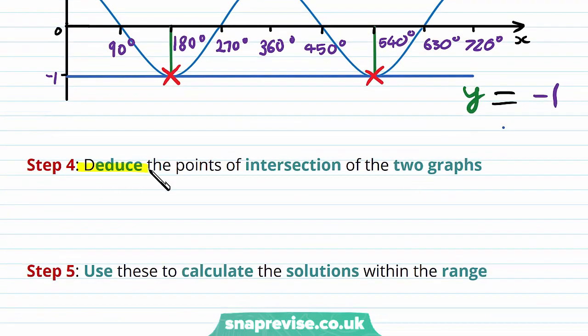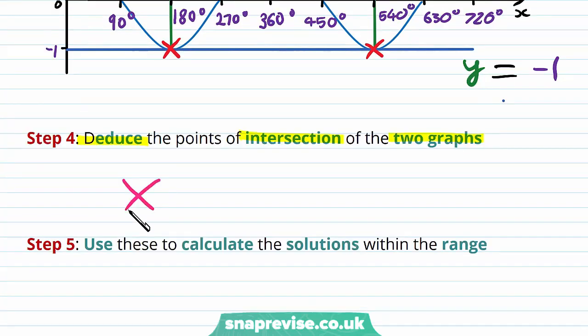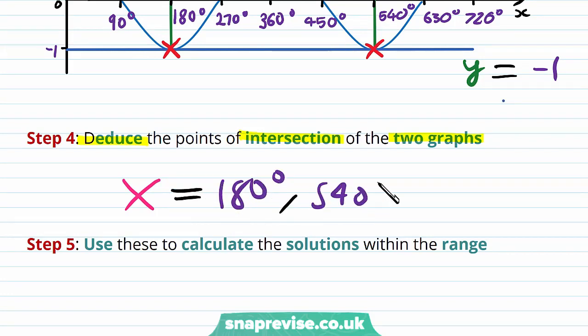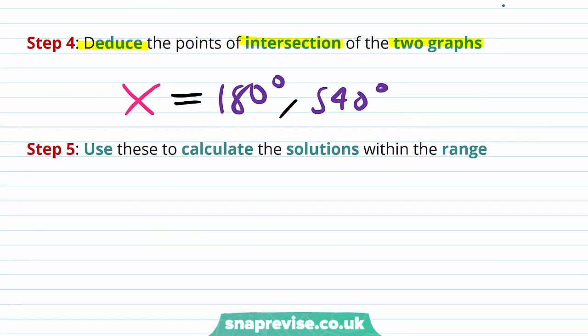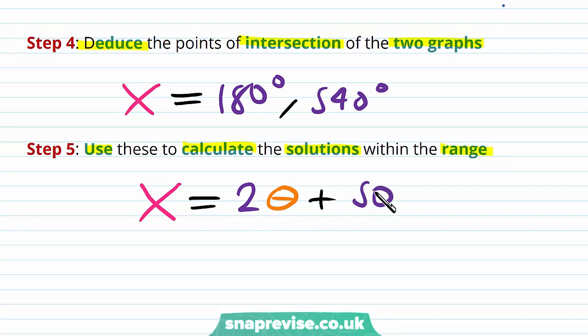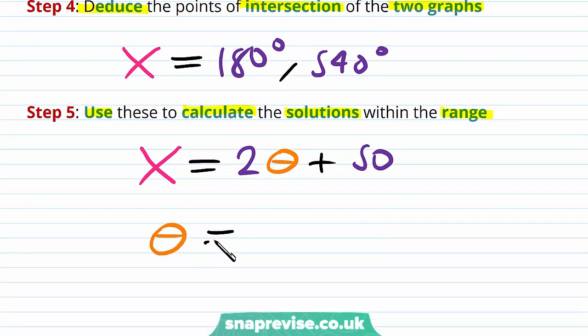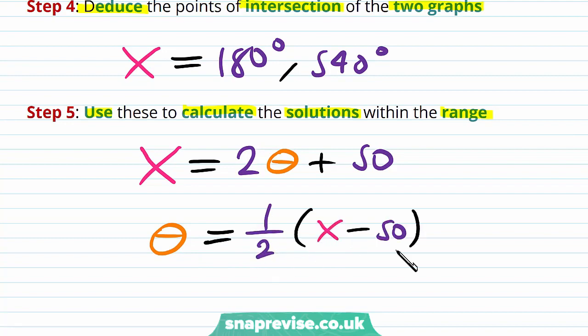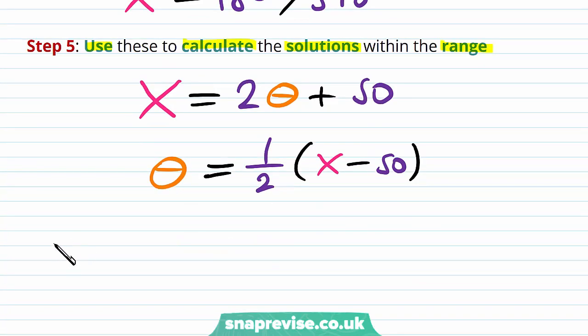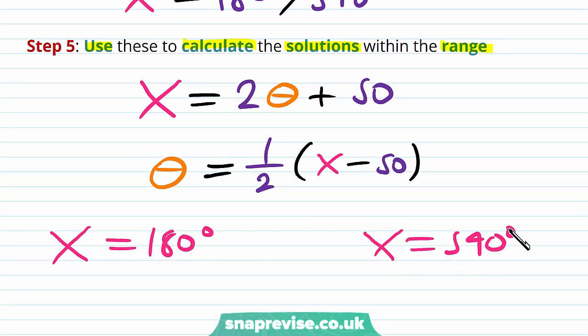Our fourth step is to deduce the point of intersection of the two graphs. We have that the solutions are x is equal to 180 and 540 by looking at the graph. Our fifth step is to use these to calculate the solutions within the range for theta. Recall that capital X is equal to 2 theta plus 50. By rearranging, we get that theta is equal to 1/2 lots of capital X minus 50. And we have our two solutions, x is equal to 180 degrees and x is equal to 540 degrees.